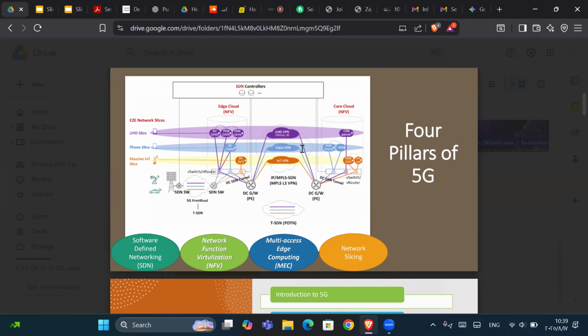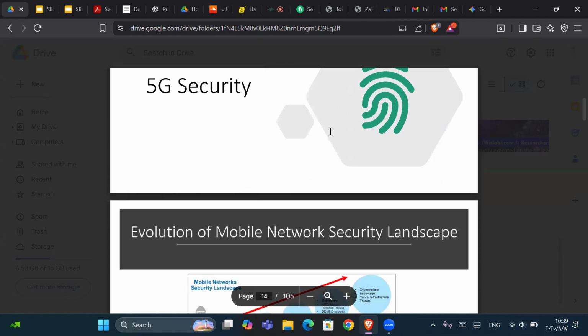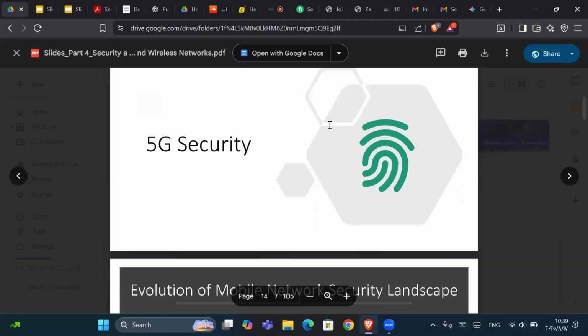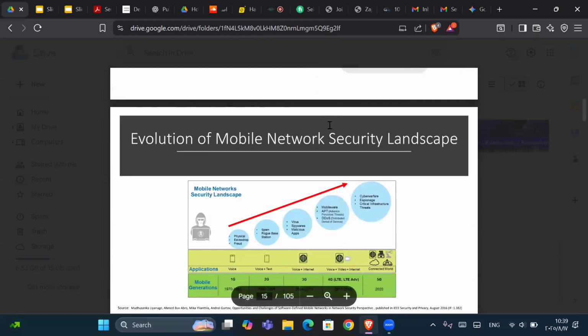And the different services are enabled by using softwareization. So the main technologies here in the core of 5G are software-defined networking, network function virtualization, multi-access edge computing, and network slicing. So up until now, this was an overview about 5G.